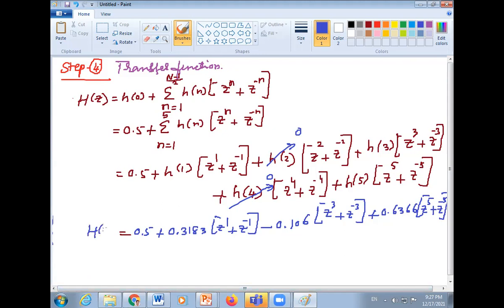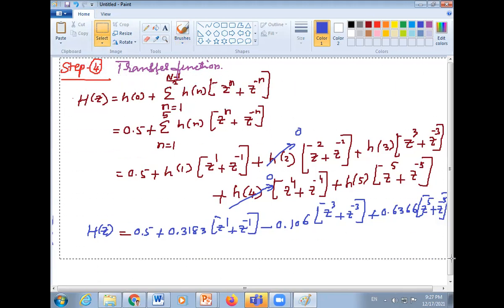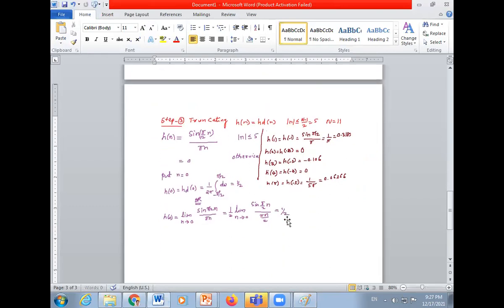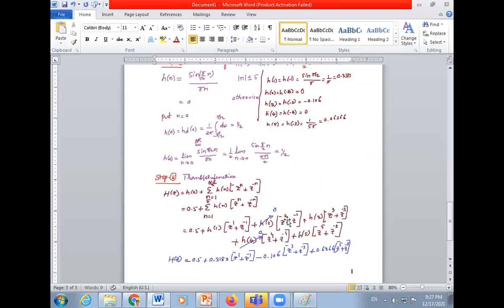As we are observing here, the terms have positive powers as well as negative powers. So this is not practically realizable. We are going to go for the next step, that is, we need to find a realizable transfer function.